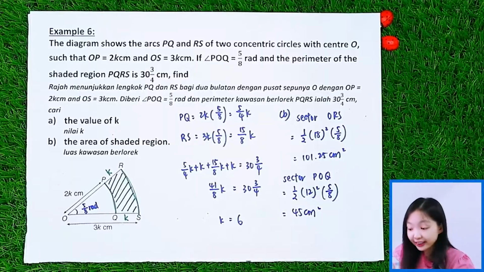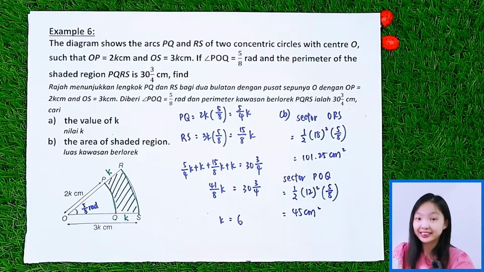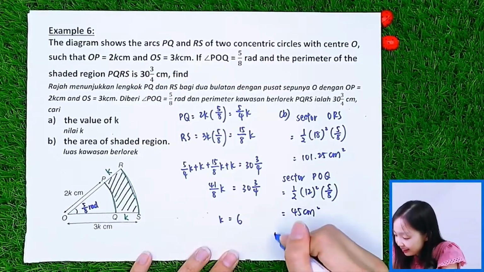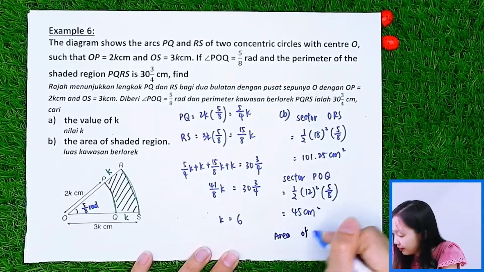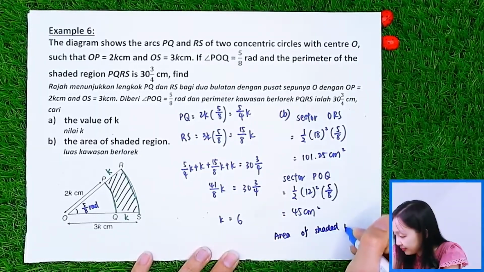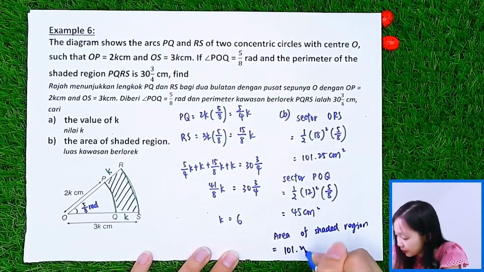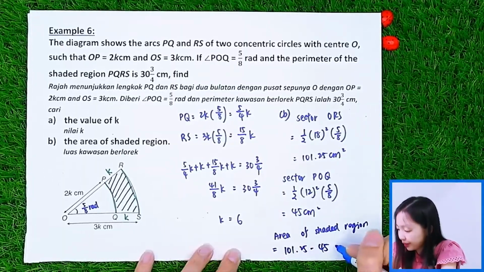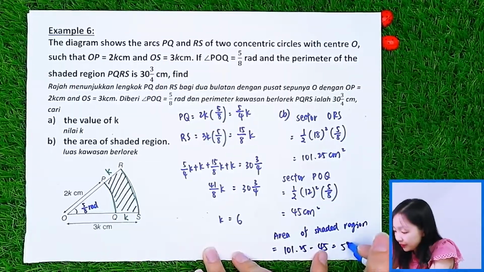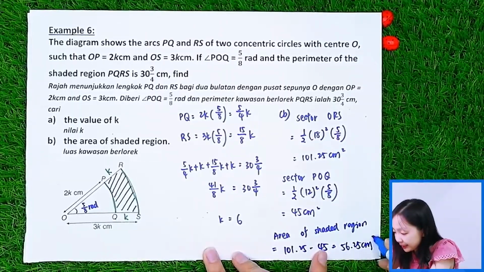So now can you find the area of the shaded region? Yes, you can. So directly, the area of the shaded region is equal to 101.25 minus 45, which is equal to 56.25 cm squared. That's all for today.